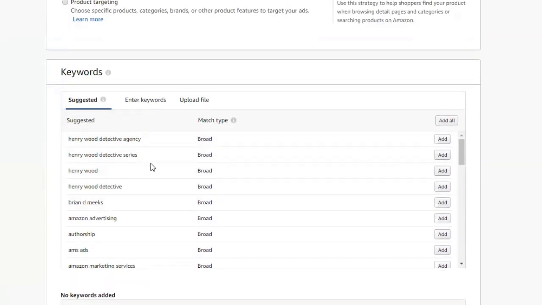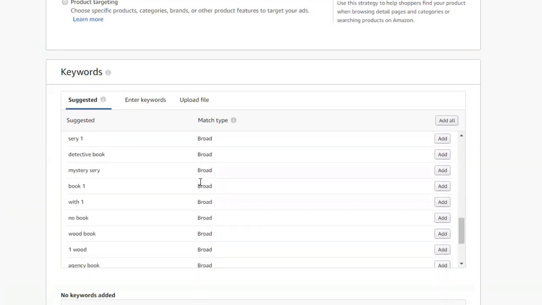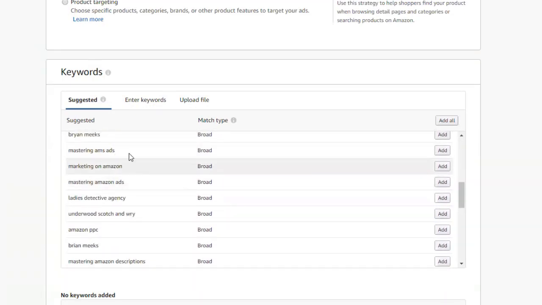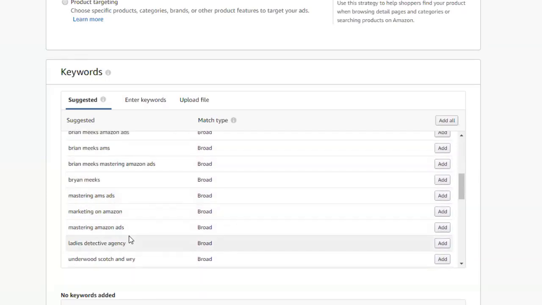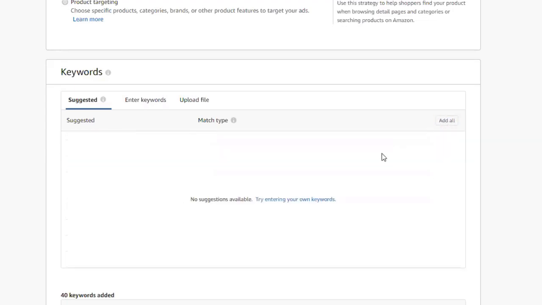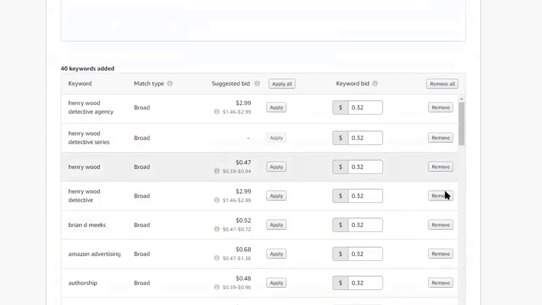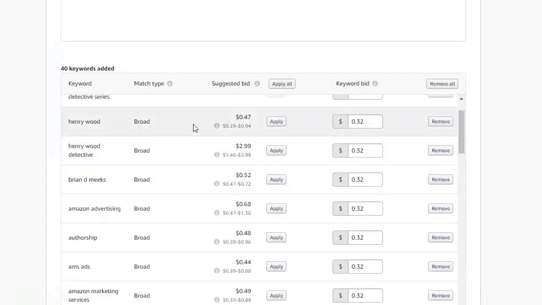We need to enter, so it's suggesting a bunch of keywords, like mastering Amazon ads. Well, these are my nonfiction books, so I don't want those. But it's easier to add all and then go in and remove some. So Henry Wood Detective Agency, it's saying that I need to bid $1.46 to $2.99 for my bid. That's ridiculous. I'm not going to do that. Henry Wood Detective Series doesn't have anything. Henry Wood, it's suggesting 47 cents.